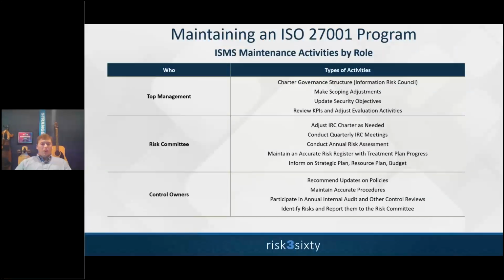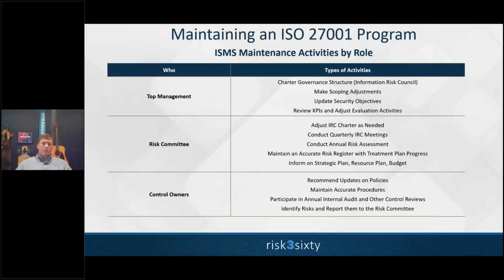Okay, so that was sort of ISO on a page, if you will. That's sort of what makes up the program. A little bit of a refresher from some of the prior parts of this webinar series. So now I want to get into maintenance activities, and I've got it broken down into two sections. The first one is by role. So again, we'll talk about those roles we just hit on: top management, the risk committee, and control owners. And then I'll get into actual departments, and hopefully that's where you can really take some good notes, depending on what department you're in, on things that are going to be expected of you over the course of a surveillance year.